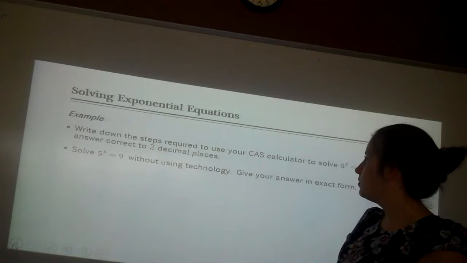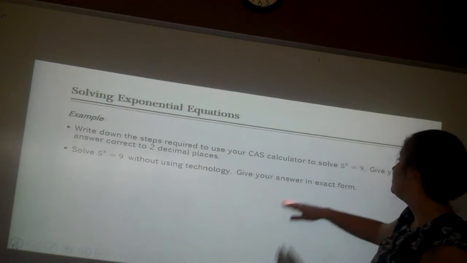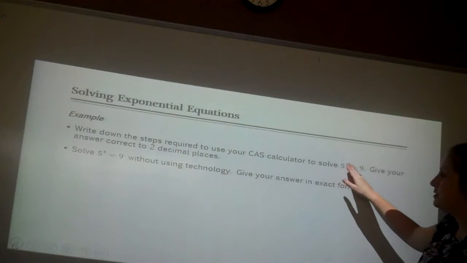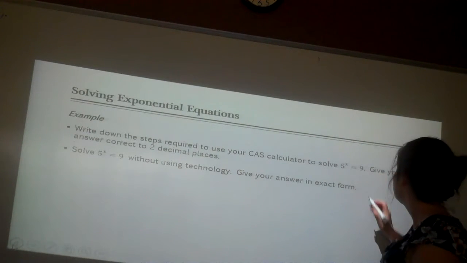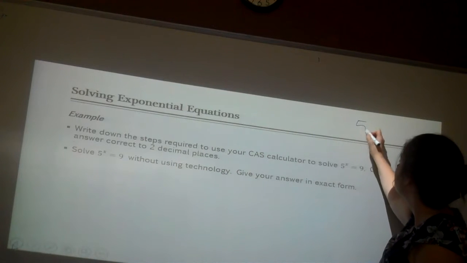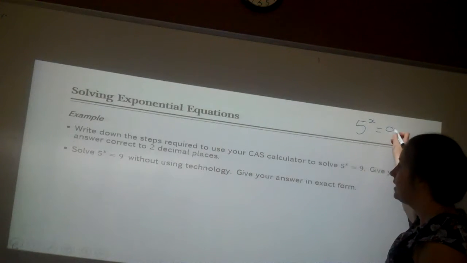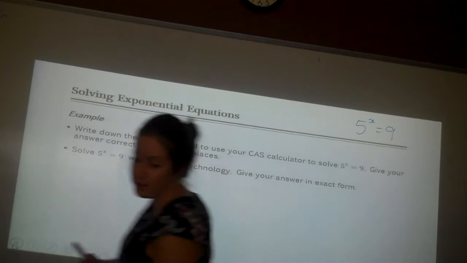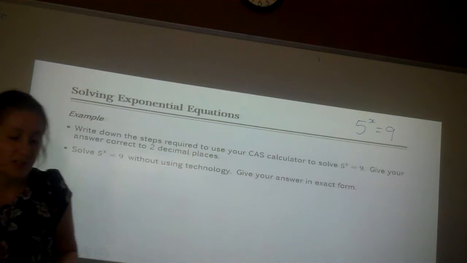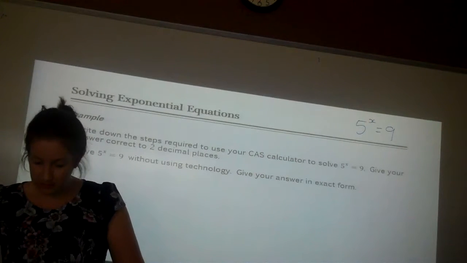Okay, so first of all, we want to talk about how you would use your CAS calculator to solve 5 to the power of x equals 9. So I'm just going to write this up here so we don't lose it. 5 to the power of x equals 9, and we're wanting to solve this on our CAS calculator to get our answer correct to 2 decimal places. So this shouldn't be anything that's too difficult.